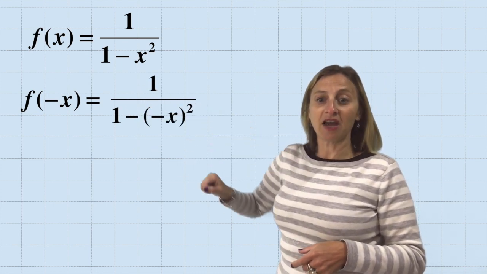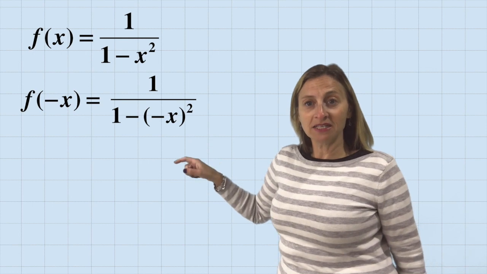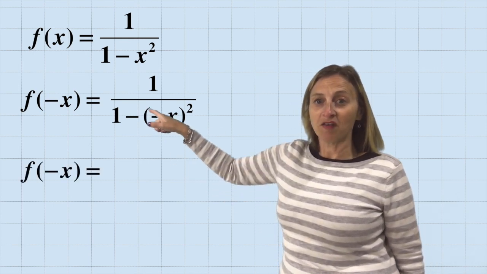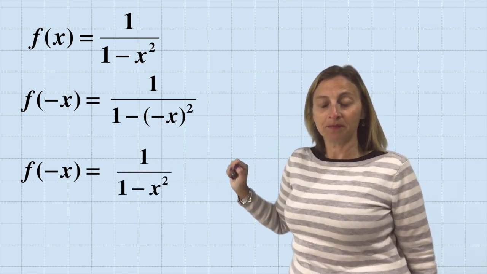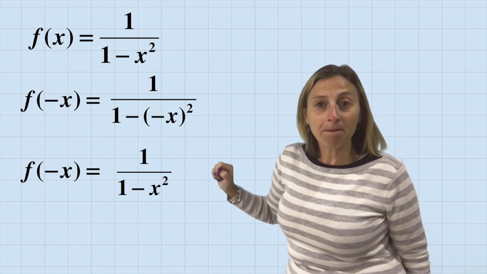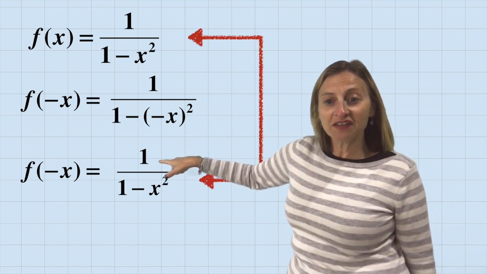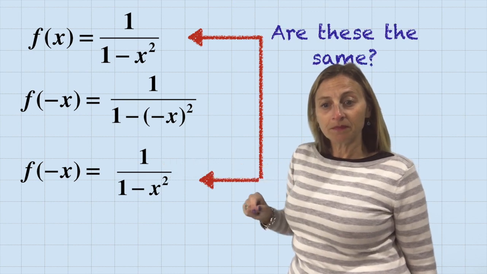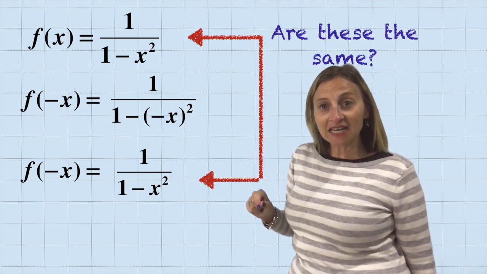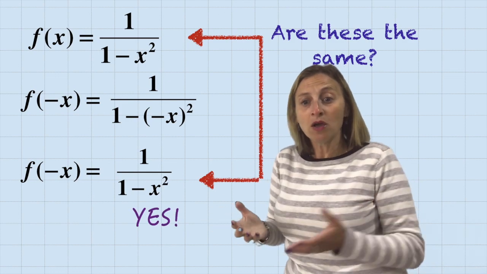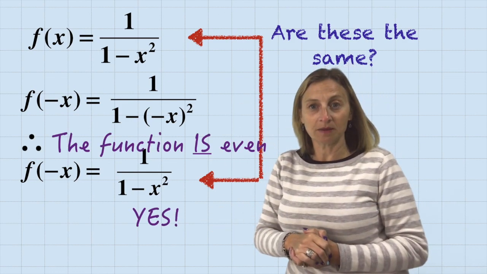Then I need to simplify it. Don't forget that minus x times minus x is plus x squared. So I'm going to have 1 all over 1 minus x squared. Then we need to compare f of x with f of minus x. Are they the same? Are they exactly the same? Yes. Therefore, this must be an even function.